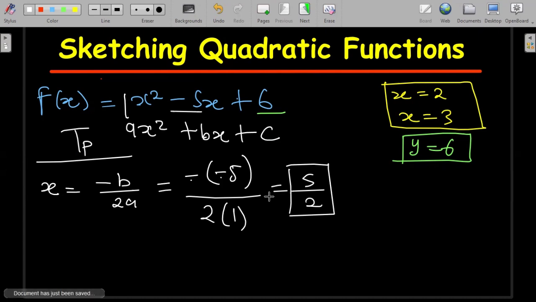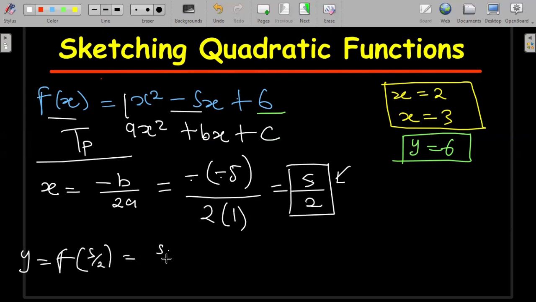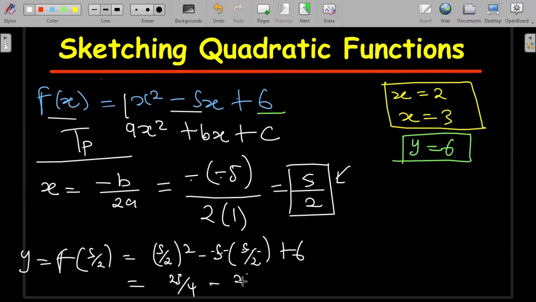So now, how do we find the y coordinate of a turning point? We said we get this same value here, then we replace it into this equation. So I'm going to say the y coordinate of a turning point is equals to f of, the x now is 5 over 2. It's equals to 5 over 2 squared minus 5 multiplied by 5 over 2 plus 6. So this will give me 5 squared will be 25 over 4 minus, here to be 25 because I'm multiplying 5 by 5. So that will be 25 over 2 plus, then here to be 6. Okay, so that is what we have.